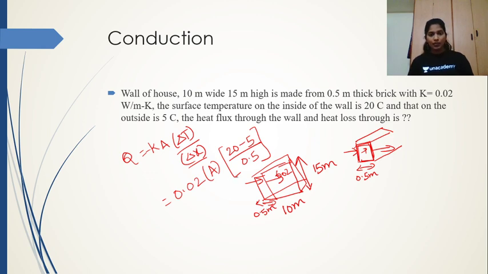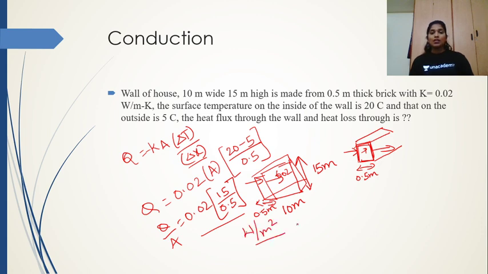So we have Q. Q by A is nothing but heat flux, right? Which is 15 by 0.5. So this is the heat flux, and the units will be watts per meter square. And the rate of heat transfer is nothing but heat flux into area, right?